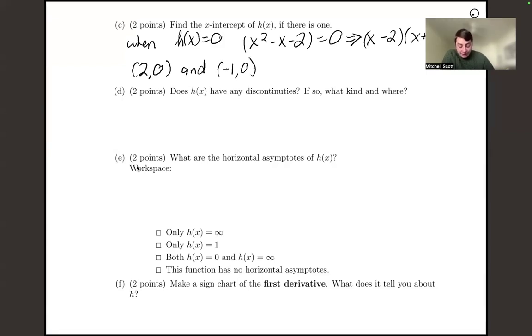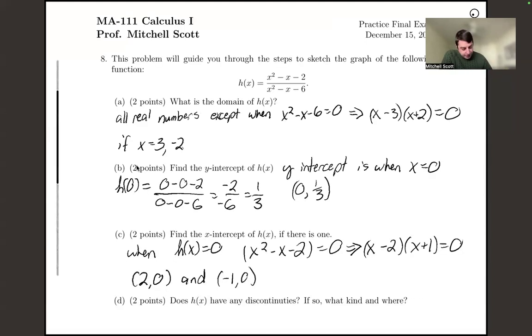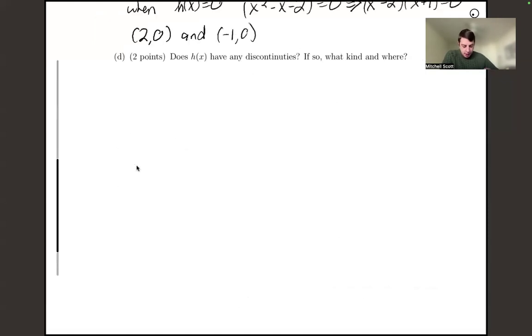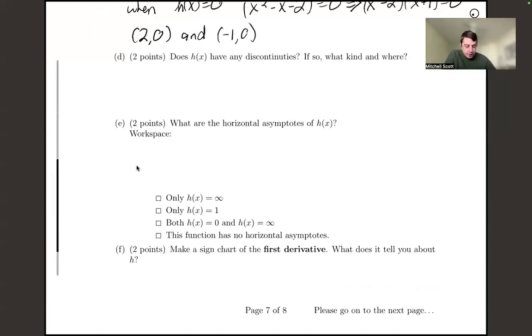Because we know at these points of x, the function is going to equal 0. And I just want to make sure that both 2 and minus 1 are still parts of the domain, right? Yes, all real numbers that aren't 3 and minus 2. And here I've got 2 and minus 1. So both are good and in the domain of the function.